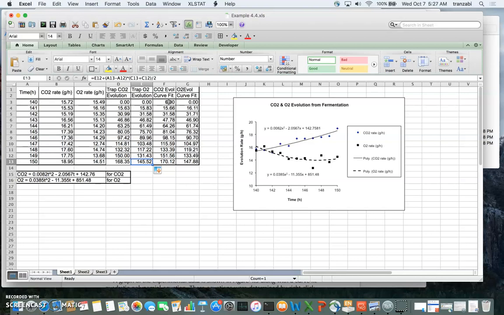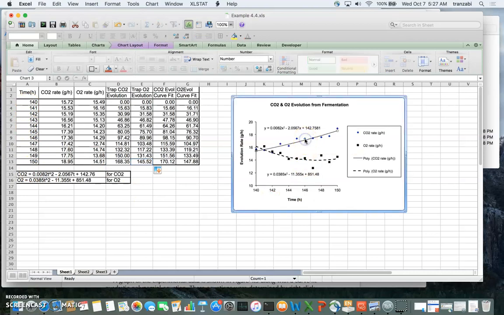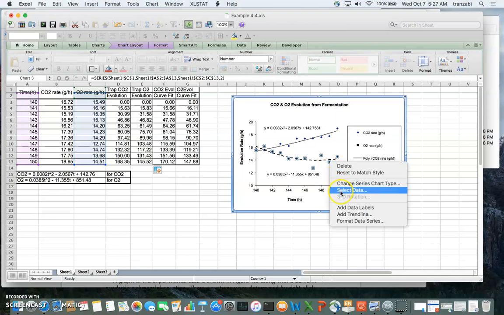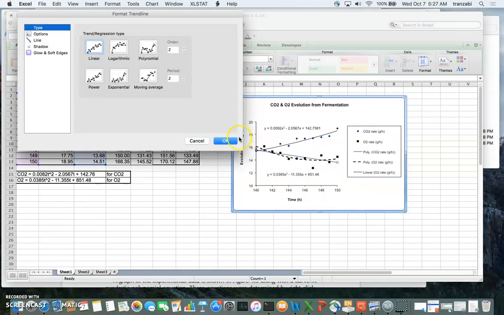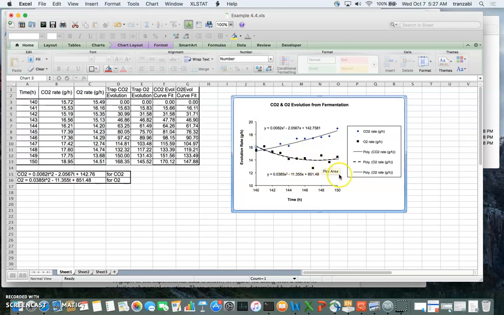And by semi-analytical solution, I mean we can draw the data points for CO2 and O2 versus time on a graph like this. So the blue dots are the CO2 rate, and the black dots are the O2 rate as a function of time. Then I can go and fit a curve to each set of data points. For the black data points, I'm going to right click on the data and then add trend line. And let's say I do polynomial of degree 2. So it's going to be that.